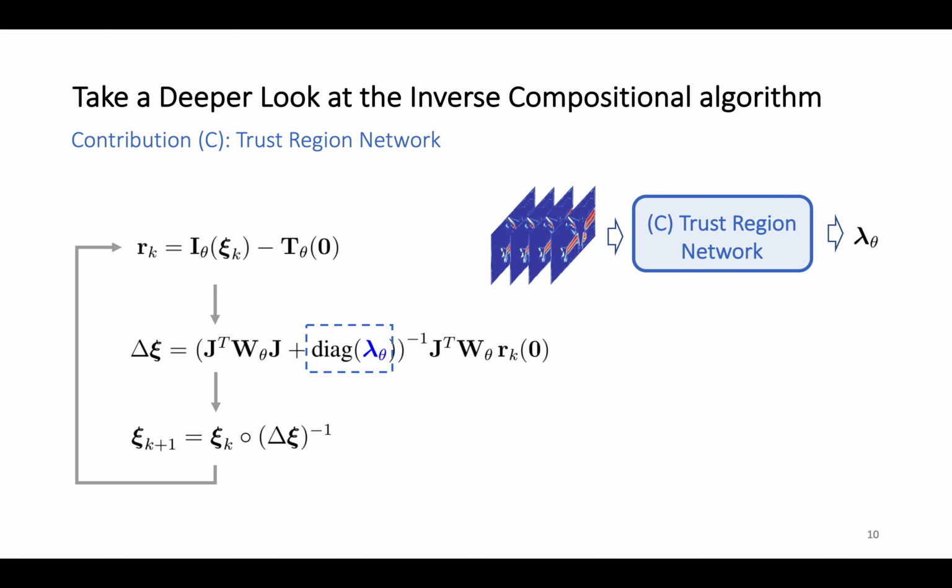Third, we propose a trust region network to more accurately and effectively approximate the trust region using learning. We will use the learned damping parameter to replace the classical heuristic damping in the Levenberg-Marquardt formulation.